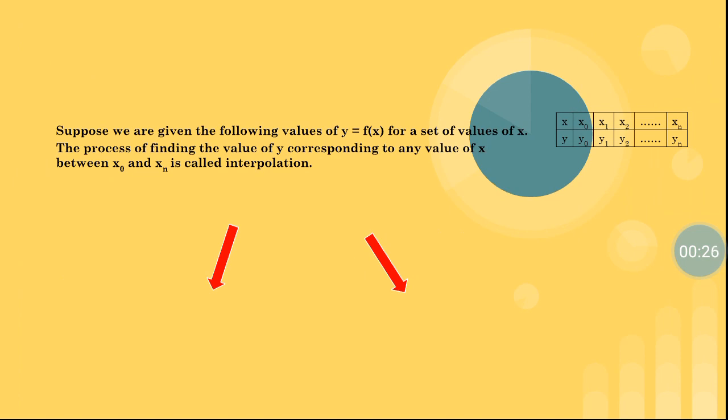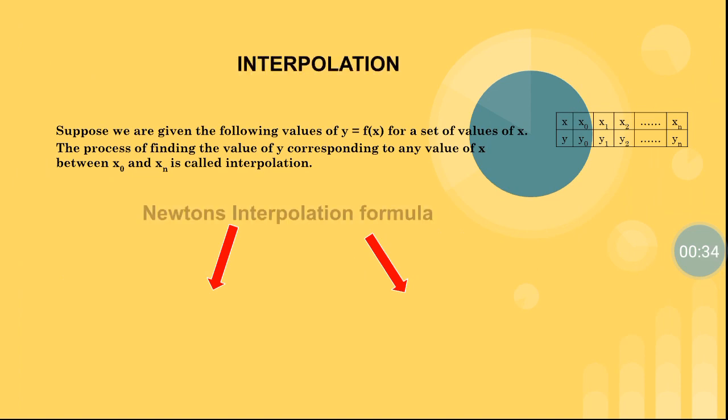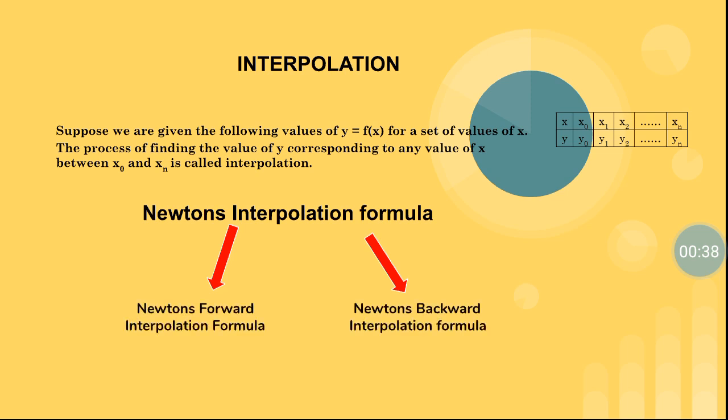Interpolation is the process of finding the value of y when the value of x is given within the x0 to xn range. We apply Newton's interpolation formula. There are two methods: either we can apply Newton's forward interpolation formula or the backward.